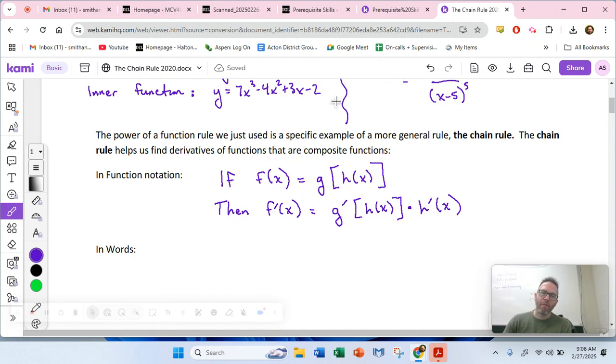That might look like some new tech for you guys, but you really have already been doing this. You've been taking the derivative of power functions by bringing down the exponent, leaving the inside alone. Can you guys add this note here? We want to leave the inside alone, and then you multiply by the derivative of what's on the inside.